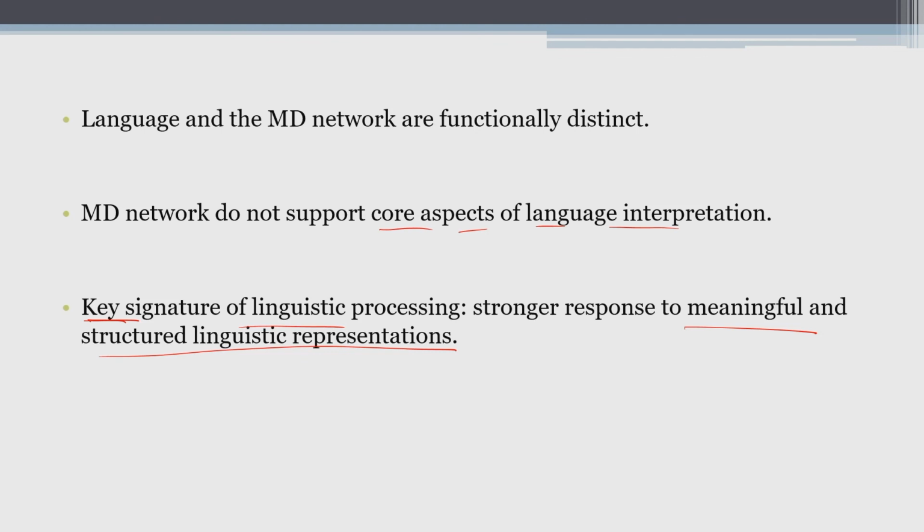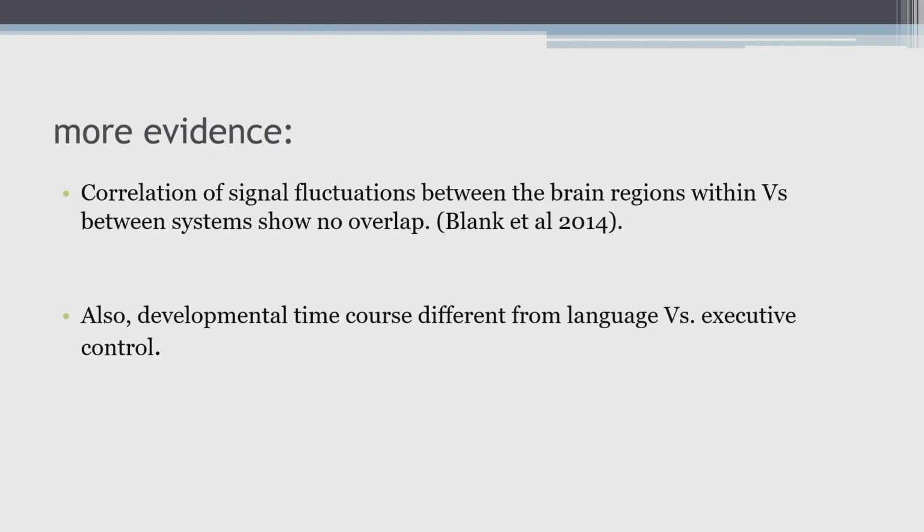These are the core linguistic processing, language processing related areas, and in terms of these representations, the MD network does not have a role to play, but the language area does. More evidence comes from other researchers as well. By using signal fluctuations between the brain regions, within and between systems, they also show no overlap between the two networks.